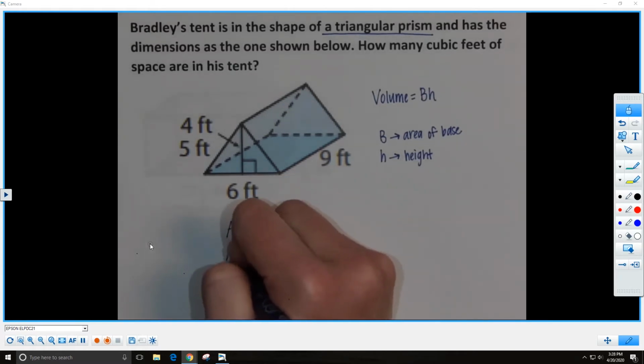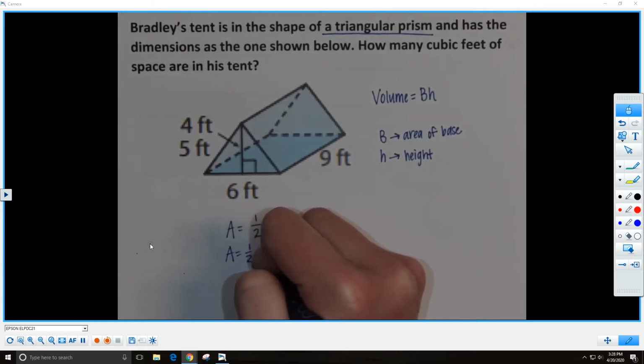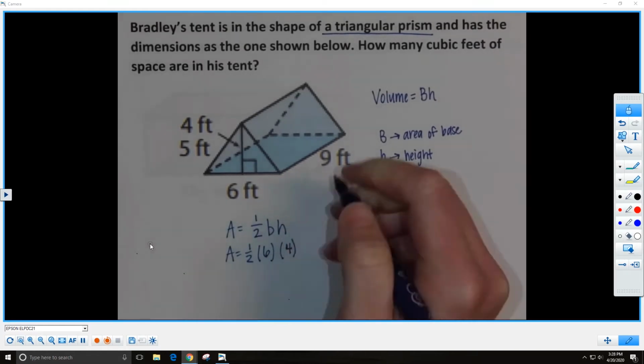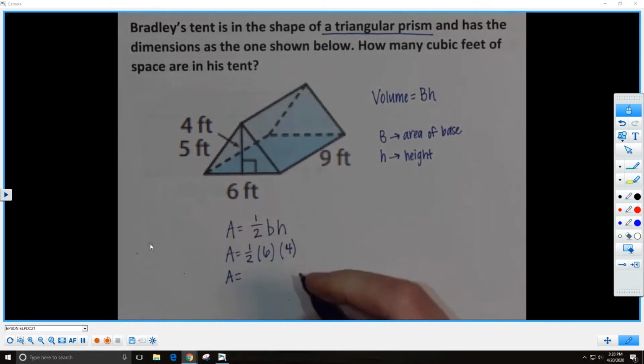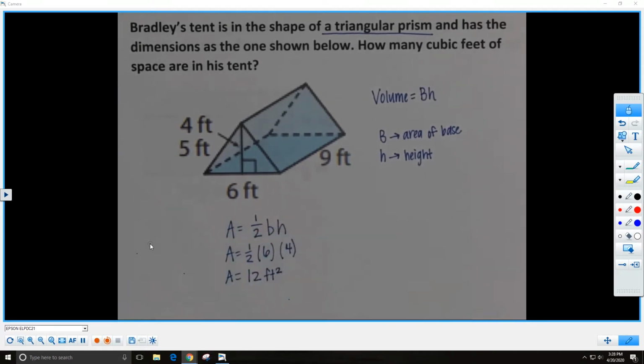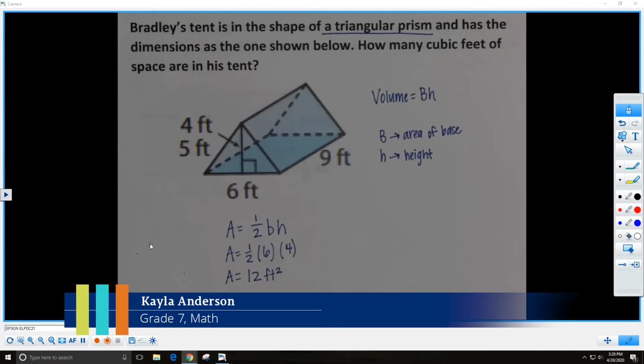Okay, so we said that the base is 6 feet and the height is 4 feet. So doing some multiplication here, 6 times 4 is 24, and half of 24 is 12. So did you get 12 square feet for the area of the triangle? Awesome. Let's keep going to find the volume of Bradley's tent.